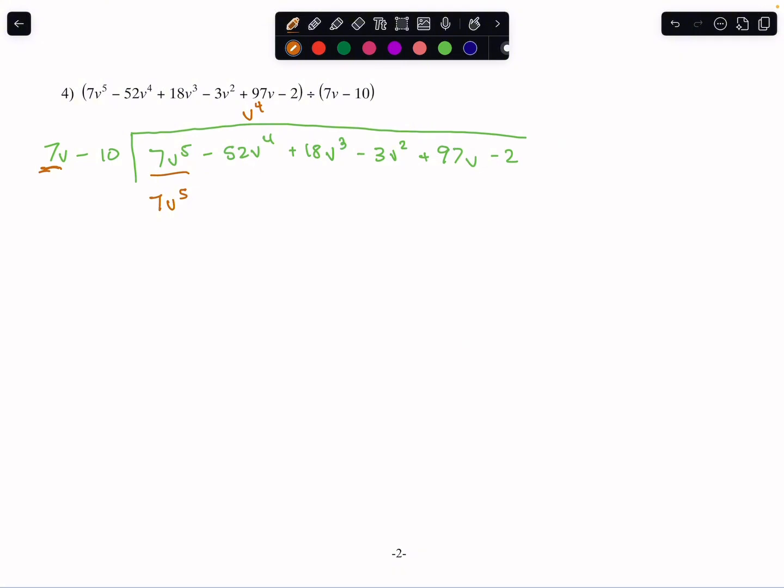Now, go through, change your signs. Change, change. That goes away. And negative 52v to the fourth plus 10v to the fourth is going to be negative 42v to the fourth. And then this is going to be plus 18v cubed. Now I have to figure out 7v times what will give me this negative 42v to the fourth. Well, 7 times negative 6 is going to give us the negative 42.